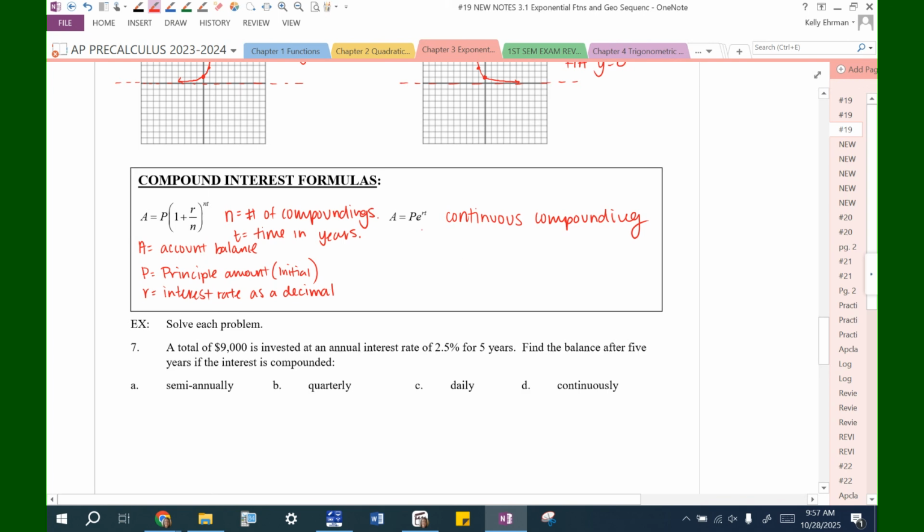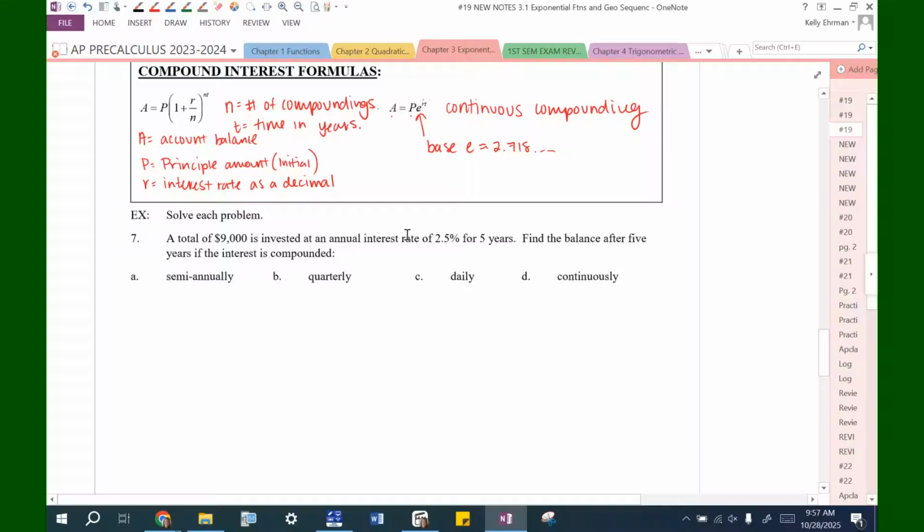Everything is the same. A is the account balance, P is the principal, R is the interest rate as a decimal. T is the time in years. Base number E is about 2.718 dot dot dot. We have an E. We can just type in E in Desmos and it will know what number that is.